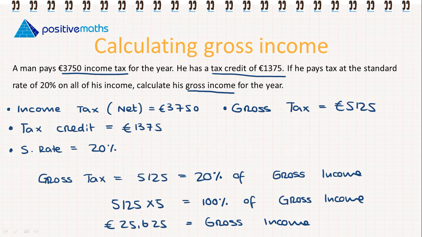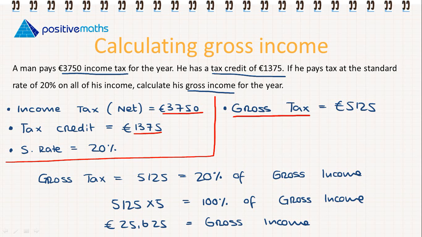So just to recap, we're given our income tax, our tax credit and our standard rate. This is the information we're given. In order to find the gross income, we must first find the gross tax. So we add together our income tax and our tax credit and we find our gross tax is 5,125. So this gross tax is 20% of the gross income. In order to find the total amount, we're going to multiply 5,125 by 5. The reason why we did this is that 20% is equal to 1/5. So 20% multiplied by 5 is going to give us 100%, or 5/5. So we need to be really comfortable with dealing with percentages for these questions.